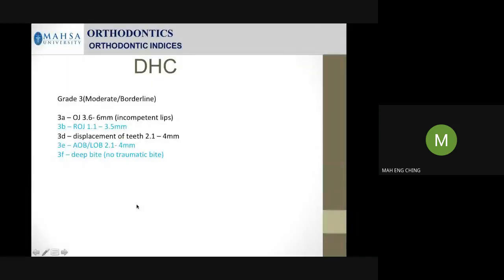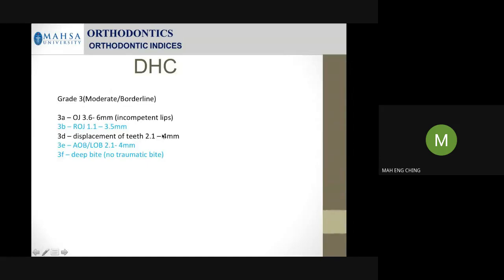Okay, then we have category 3, which is less severe. We have an overjet 3.5 to 6 or more than 3.5, with incompetent lips. So you see 3A and the 2A, they're similar. One is incompetent lips, then the other one incompetent lips. So that is how to differentiate the 3A and the 2A. Then 3B is a reverse overjet 1 to 3.5. So this one, if they have a mastication or eating problem, they become 4M. If there's no problem, then it becomes 3B.